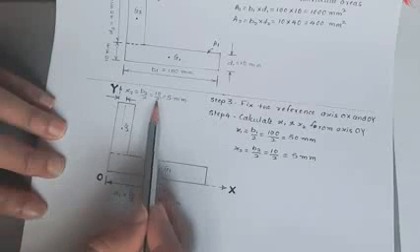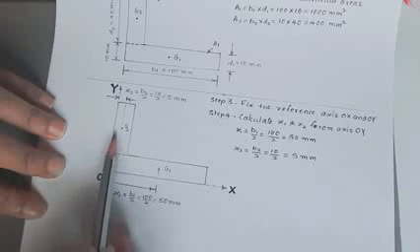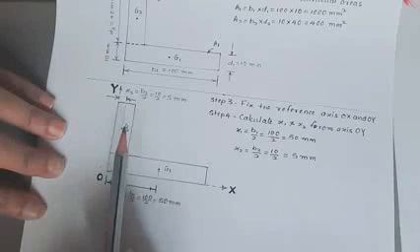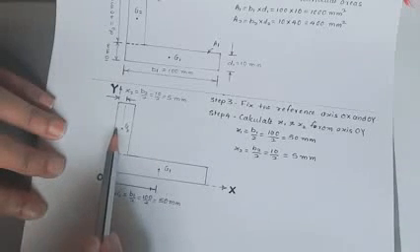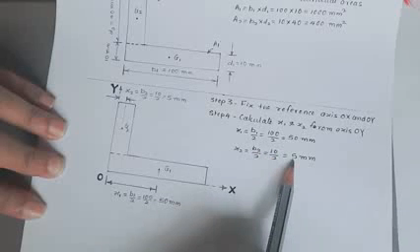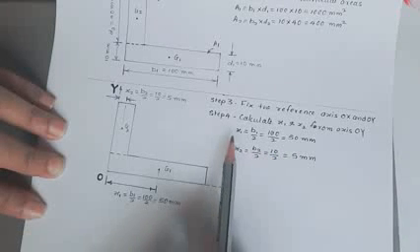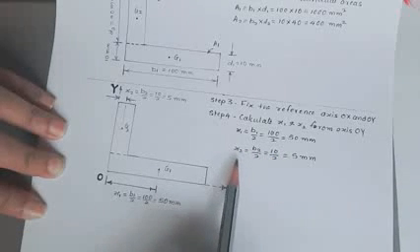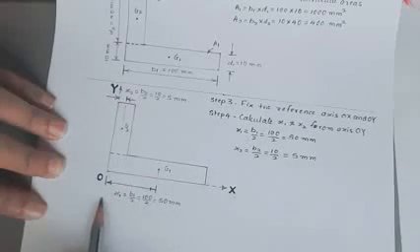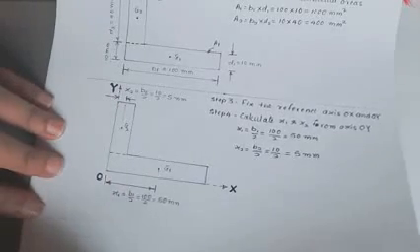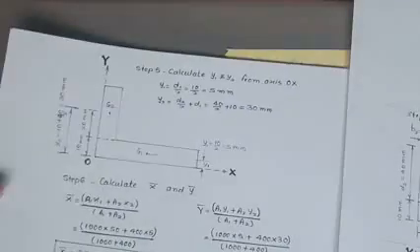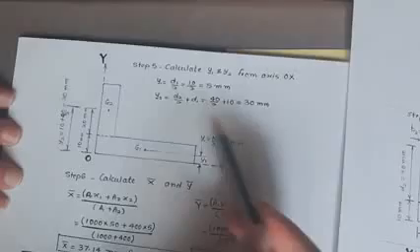So this G2 from the axis OY is X2, and that will be B2 by 2, 10 by 2, 5 mm. So this is how we calculate X1 and X2 from the reference axis OY. Then we calculate Y1 and Y2 from the axis OX.